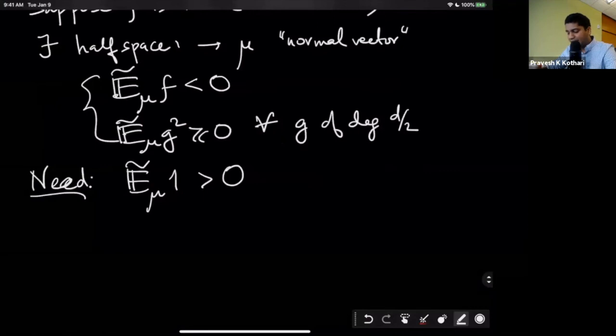So are you all convinced? Ask me questions right now if you're not, that all that remains to be shown is that the pseudo-expectation of the constant 1 function, which is the same as saying the sum of mu x's over all x's, is strictly bigger than 0. Okay, very good.